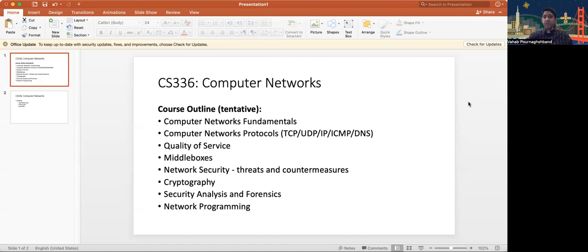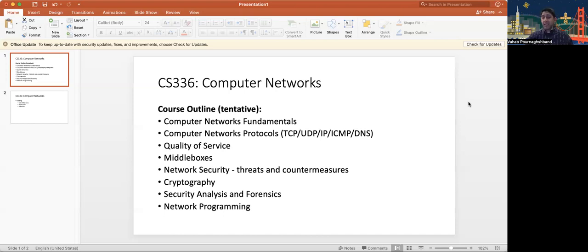We will start off with computer network fundamentals. What is the definition of a computer network? What are the goals of computer networks? And probably some of the challenges in that area. We then move on to talk about the most popular protocols in computer networks, namely TCP, UDP, IP, and ICMP. And one of the application layer protocols that is very popular is DNS, or domain name servers.